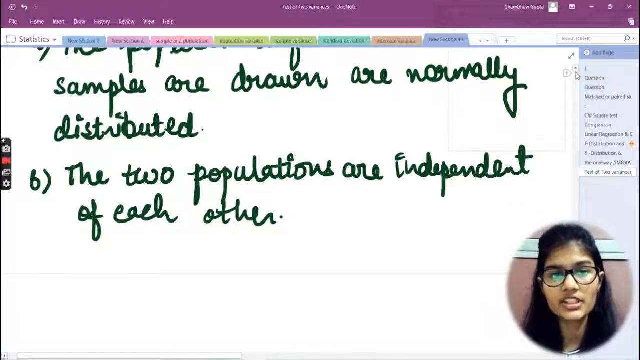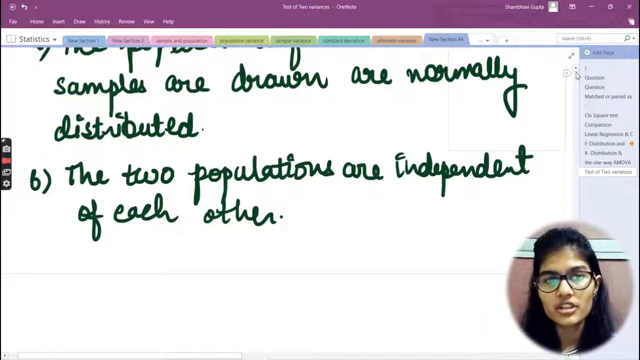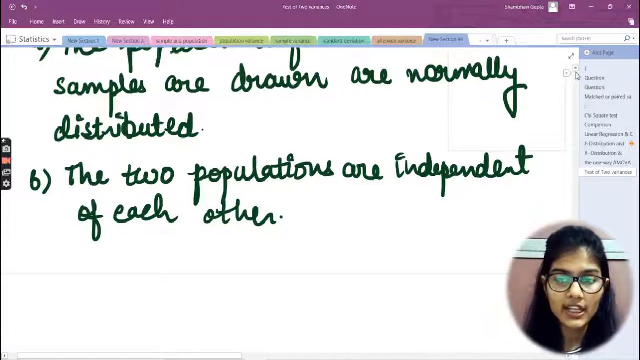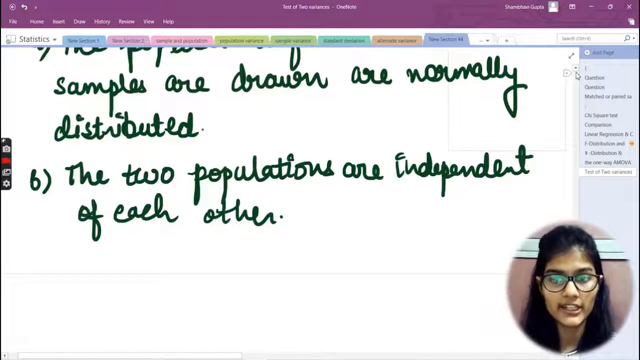So here we complete one more topic in statistics for data science. That topic was the F distribution and one-way ANOVA. We have discussed many things regarding the F distributions and the one-way ANOVA, and we have seen many test cases and many formulas. We have covered all the things right here.